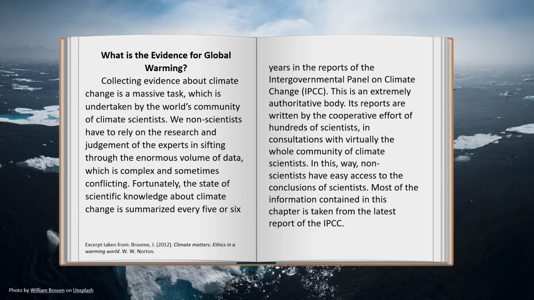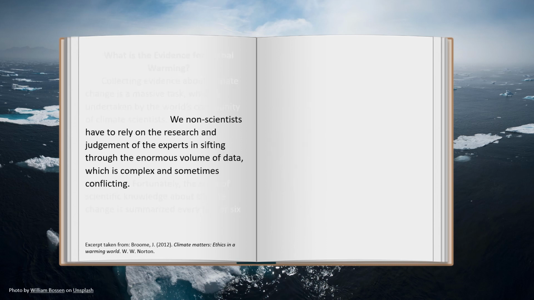Let's say that you're writing an essay arguing that public awareness is a major challenge in combating climate change. You are reading the book Climate Matters by John Broome, and you decide that you want to include this sentence from this paragraph in your paper. You can do this by quoting the information, or even better, by paraphrasing the information. So let's paraphrase this sentence.